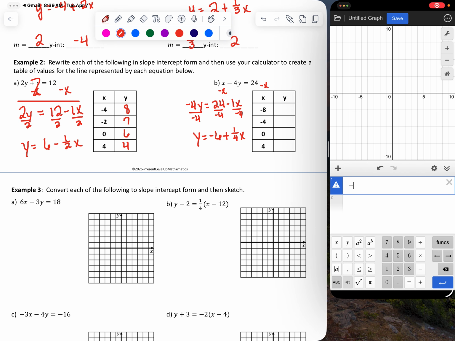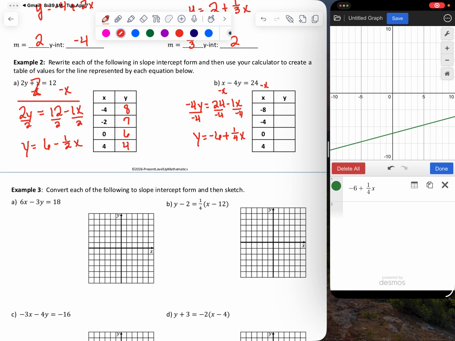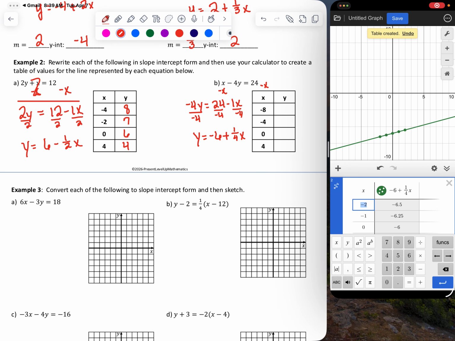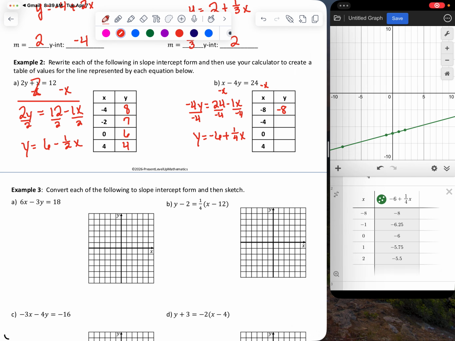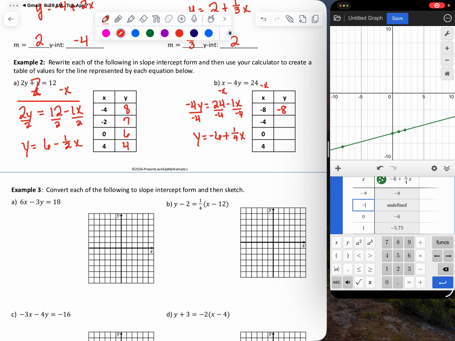All right, now I'm going to delete my previous table and my previous equation because I'm going to change my equation to -6 plus 1 over 4 x. All right, to make the table, I'll hit the wrench button, press the table, change that -2 to a -8, change the -1 to a -4, and then 0 is already given, and then 4, -5.